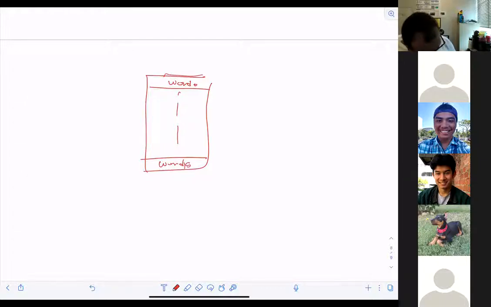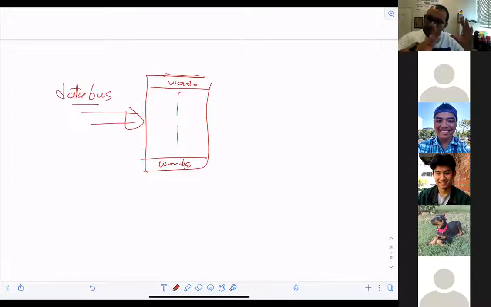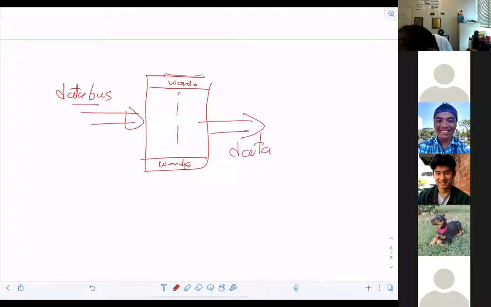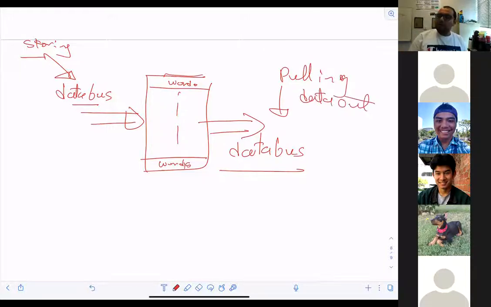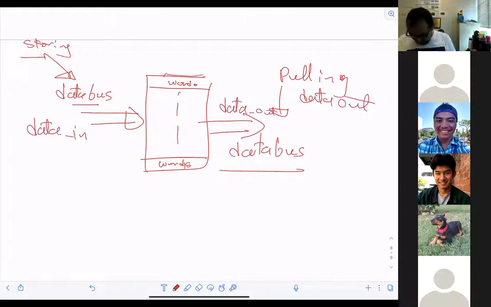Now this table is accepting data from outside. Do you agree? So that means there is something here called what? Data bus. And sometimes we pick data out of the memory and use it somewhere else. That's also called what? Data bus. But this one is for storing and this one is for pulling data out. So we can call this data underscore in, and we can call this data underscore out. Sounds good?